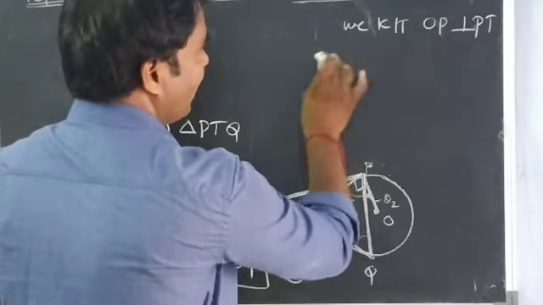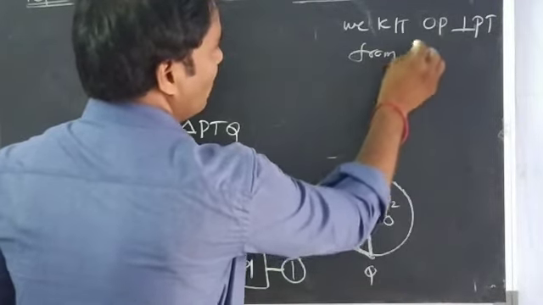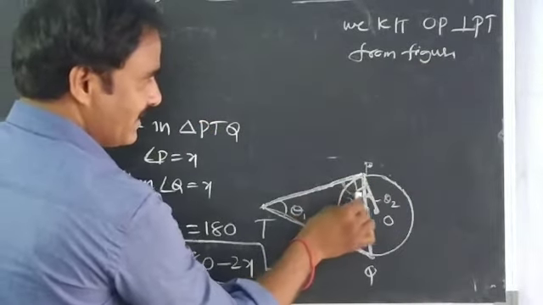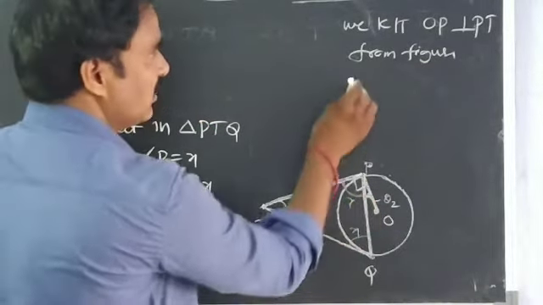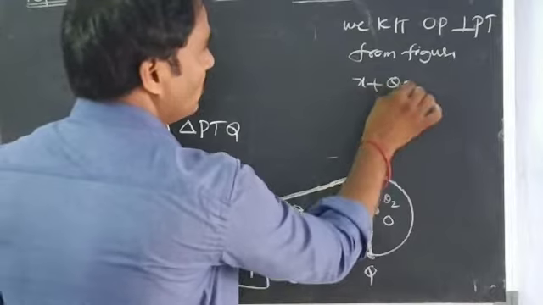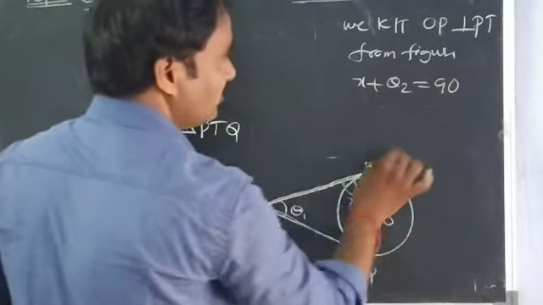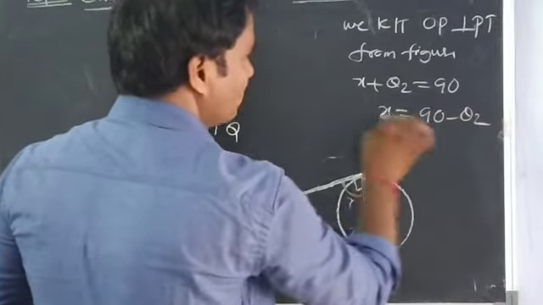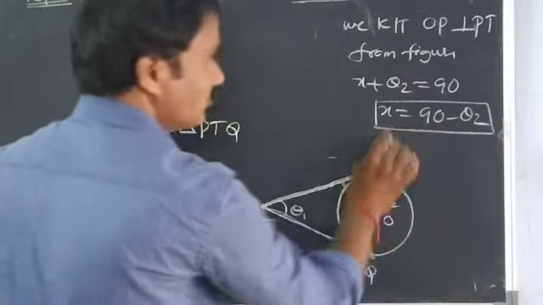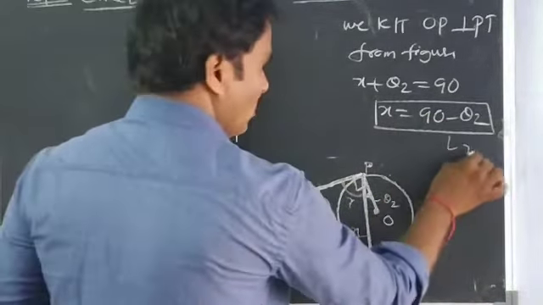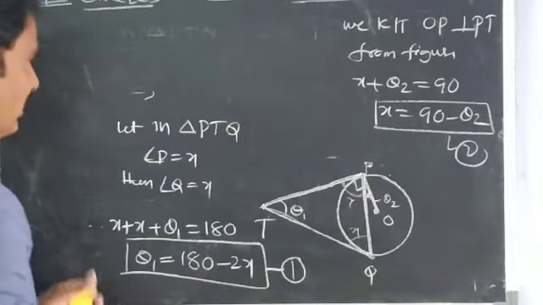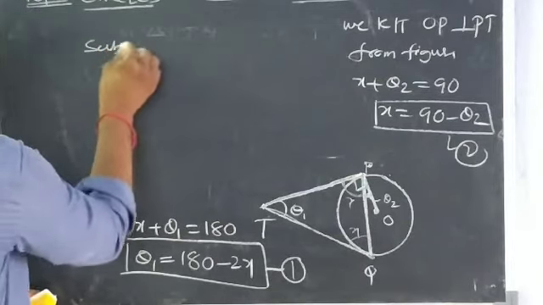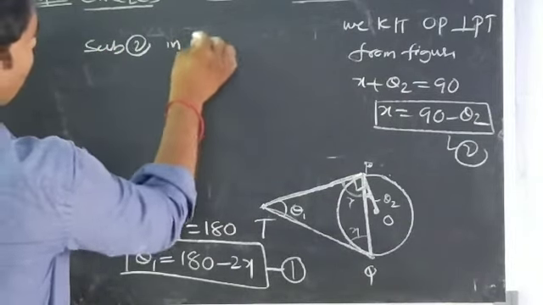So from the diagram, observe the figure. This is X, this is theta 2. Total 90 degrees. X plus theta 2 is equal to 90 degrees. X is equal to 90 minus theta 2. This is equation 2. Now substitute 2 in 1.